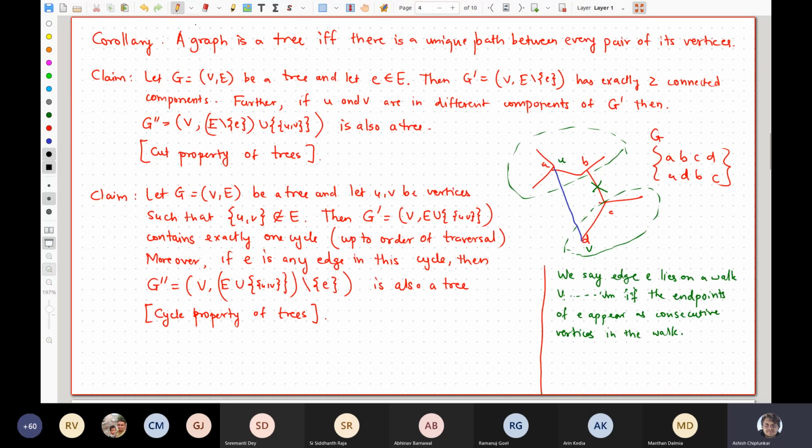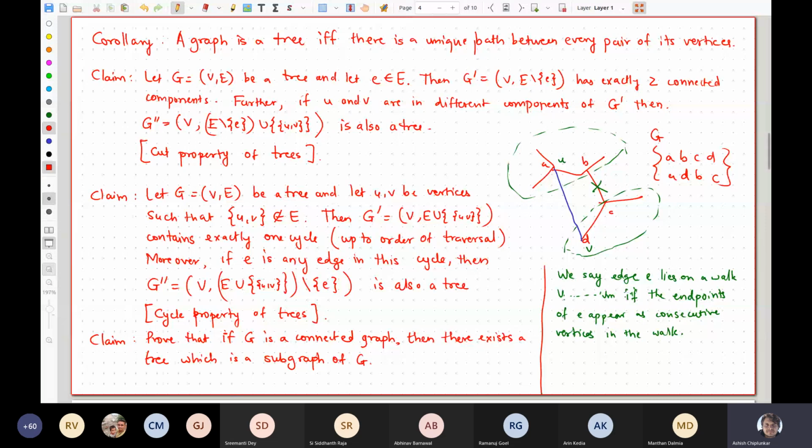By the way, I should have added this claim. So claim, this is also for your tutorial: prove that if G is a connected graph, then there exists a tree which is a subgraph of G. Such a tree is called a spanning tree of G.